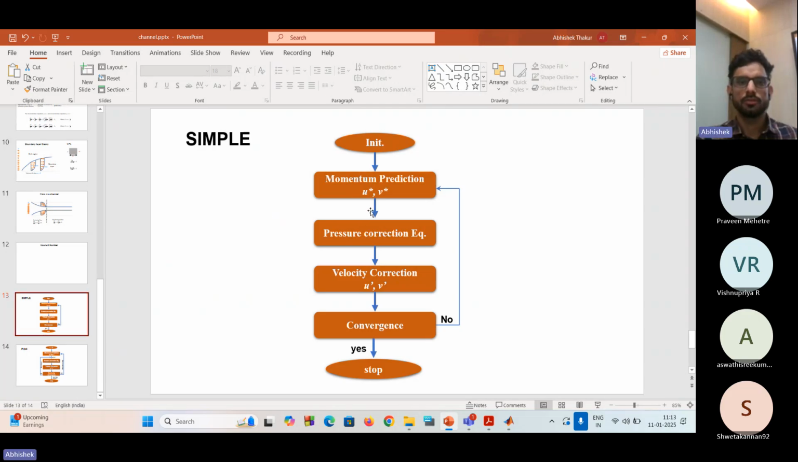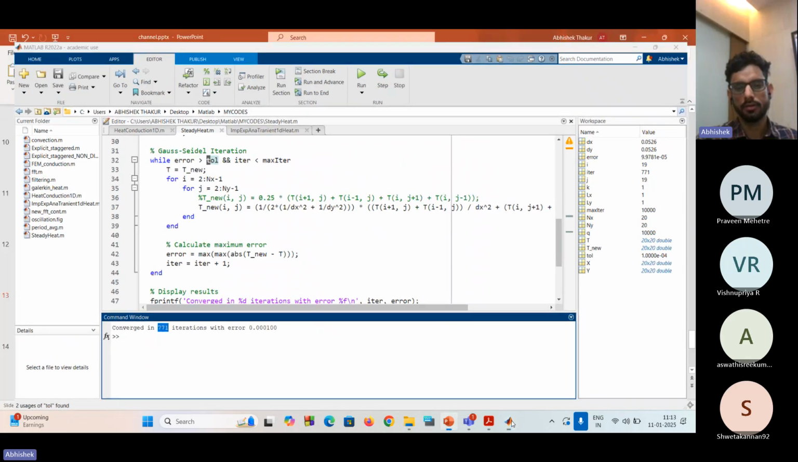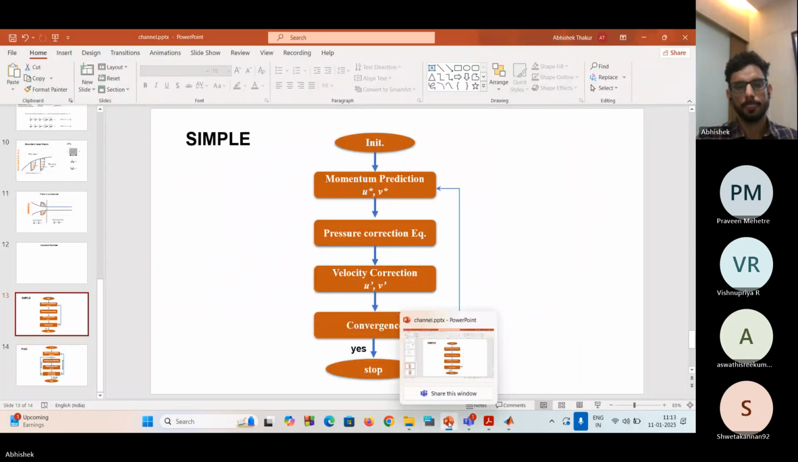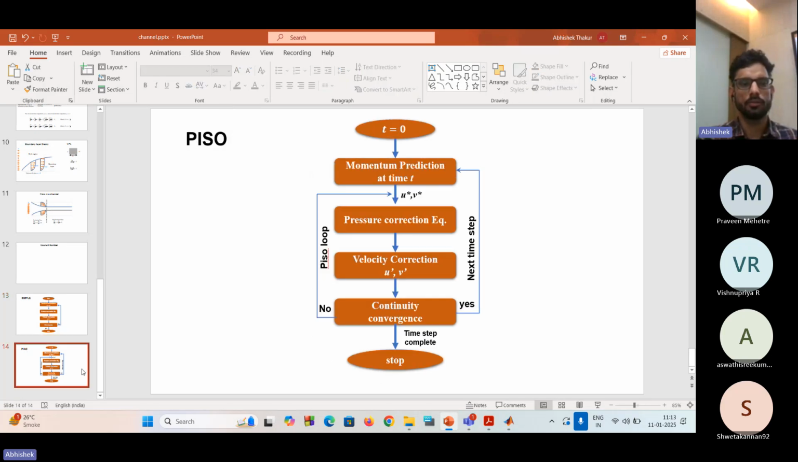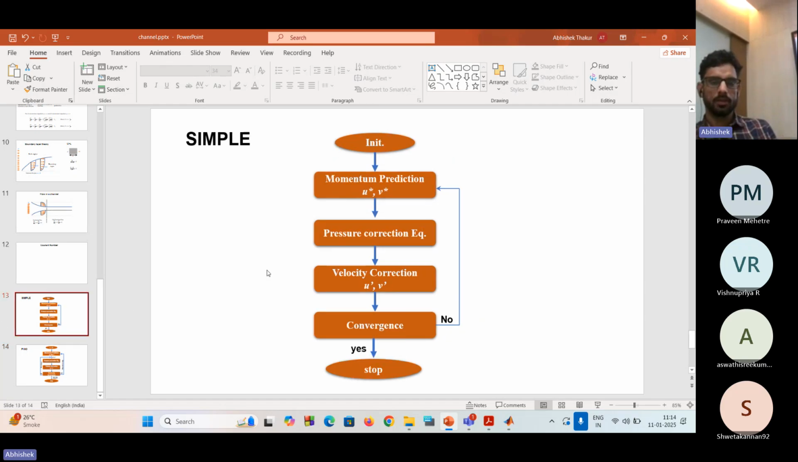So in the simple algorithm, I think all these things are clear now. Okay. So now there are two things. For steady state, steady means you don't have the concept of time. For steady simulation, we have the algorithm which is called SIMPLE, semi implicit pressure linked equation. And we have another algorithm which is called PISO. PISO is used for transient simulation, and SIMPLE is used for steady simulation.